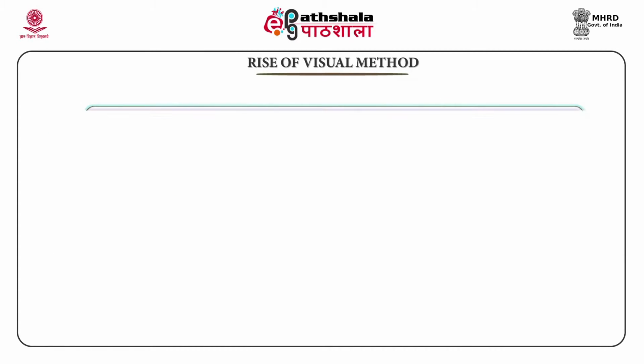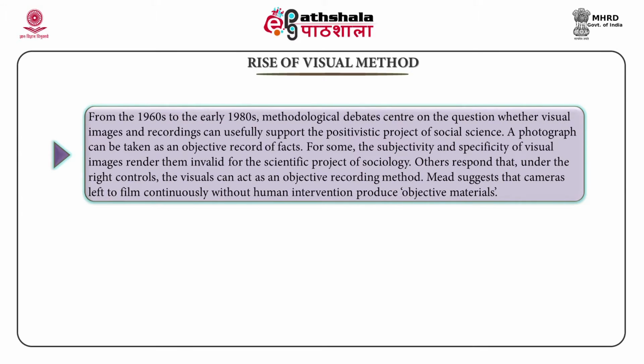From the 1960s to the early 1980s, methodological debates center on the question of whether visual images and recordings can usefully support the positivistic project of social science. A photograph can be taken as an objective record of facts. For some, the subjectivity and specificity of visual images render them invalid for the scientific project of sociology. Others respond that under right controls, the visuals can act as an objective recording method. Mead suggests that cameras left to film continuously without human intervention produce objective materials.